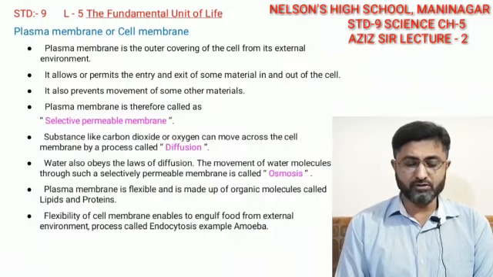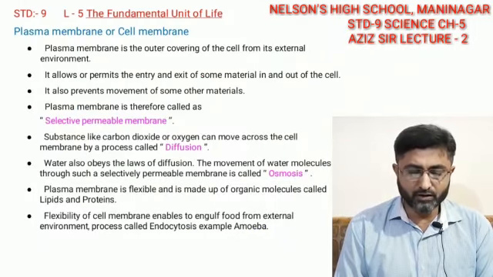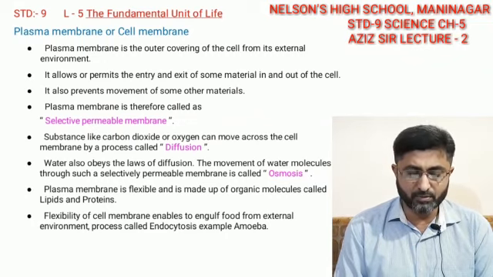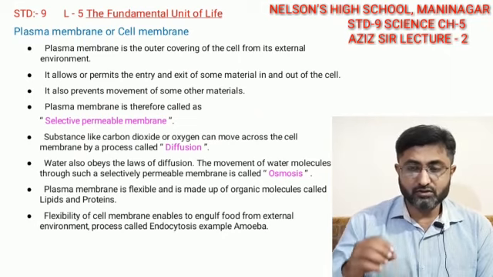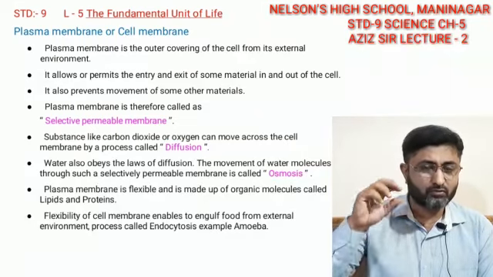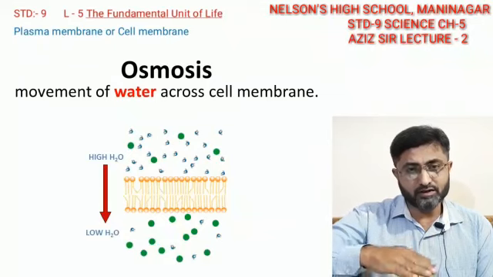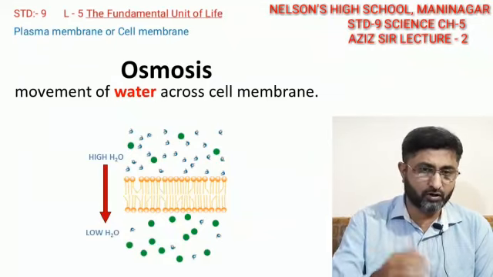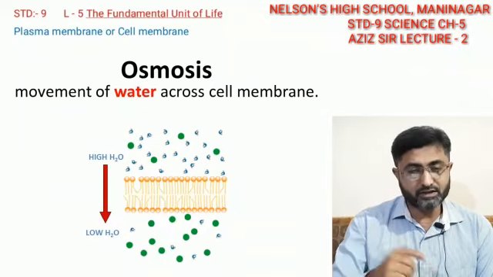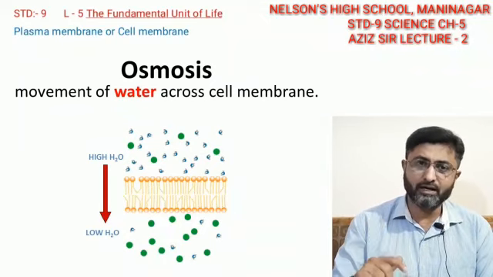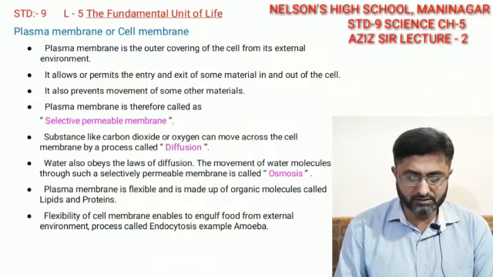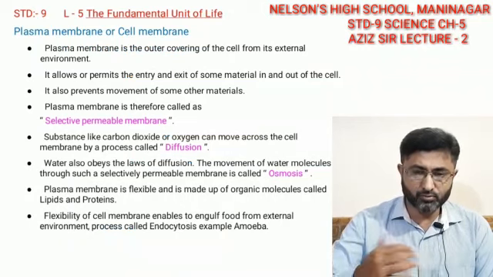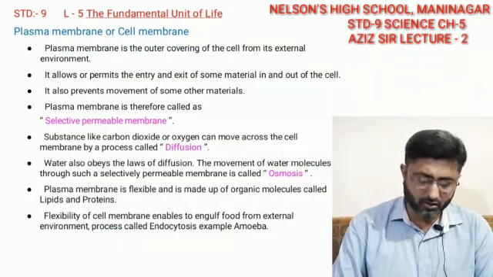Water also obeys the law of diffusion, and the movement of water molecules through such a selective permeable membrane is called as osmosis. So, the word specially used for water from higher concentration, that is from dilute portion, that is having a more amount of water to the less amount of water, such kind of transfer of water is also done by this particular membrane which we understand as plasma membrane or cell membrane. So, this process of water diffusion is nothing but osmosis.